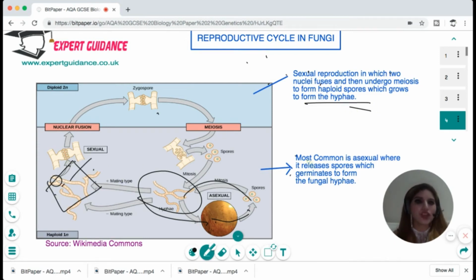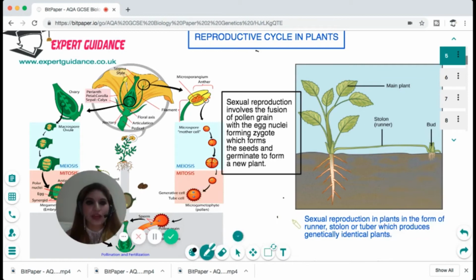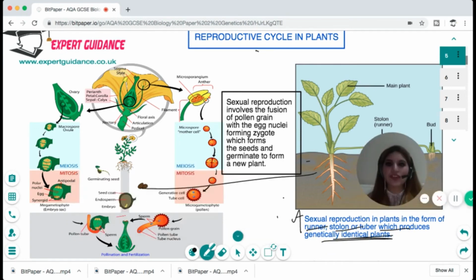So you should know what is sexual and asexual reproduction in fungi. In plants, it involves asexual reproduction. Asexual reproduction is in the form of runners, stolons, and tubers, which produce a genetically identical plant. In sexual reproduction, you can see there's pollination that takes place, and then there is fusion of the gametes to form the zygote, and that develops into a seed, which is dispersed and forms a new plant.